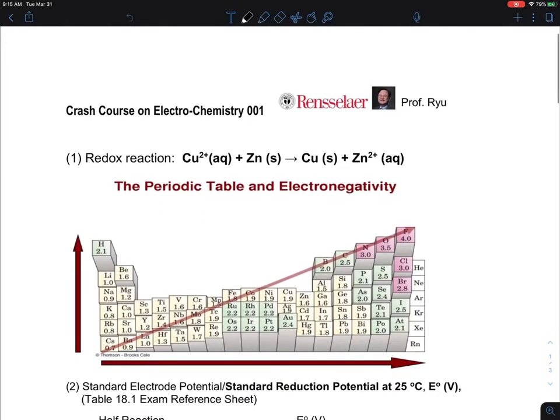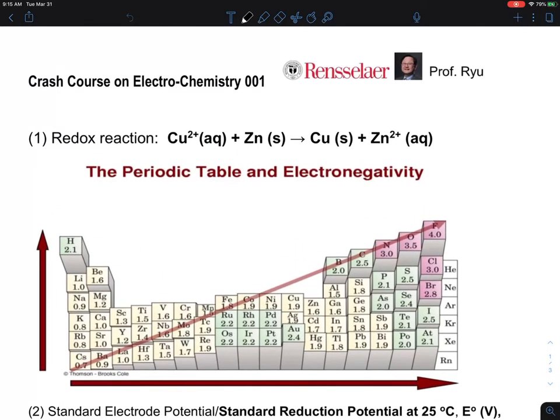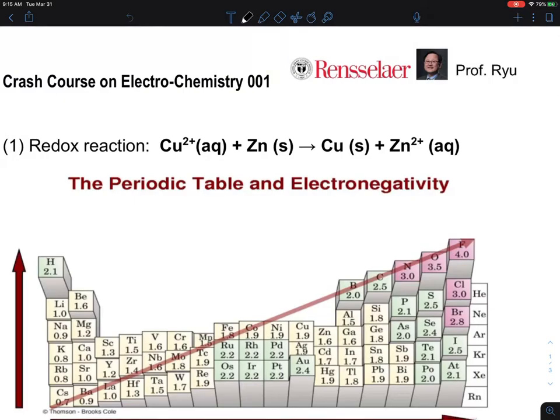So let me give you a short part one on a crash course in electrochemistry. You might be able to see this equation: copper and zinc together can form an ion. The way it works is zinc is oxidized into zinc 2 plus, so this is an oxidation, and this other one is going to be a reduction. Okay? This is what we call spontaneous.